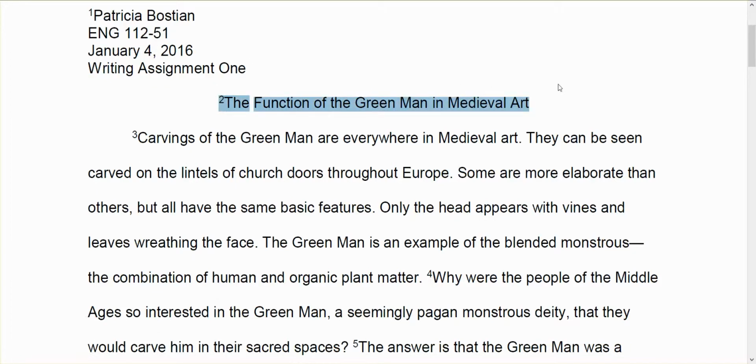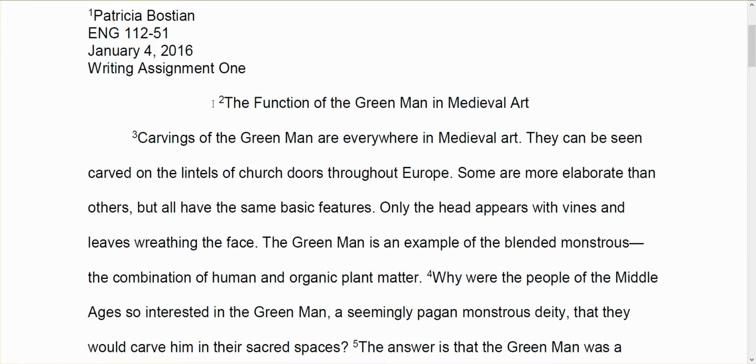The next thing you'll see is a title, and it is always centered. It is not underlined, it is not in bold, it is not in italics, it is not in quotation marks. It should be capitalized properly. It is in the same size font as the rest of your paper. And no combination of any of those things, please. I've seen every variation. It should look just like it looks here.